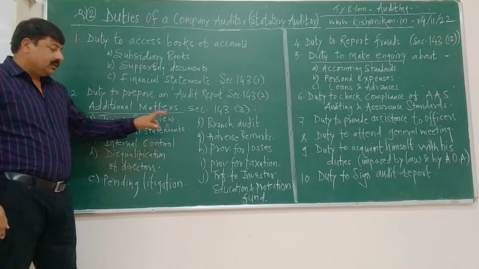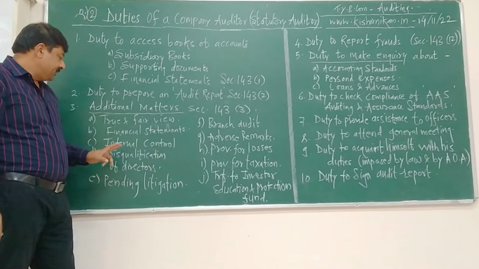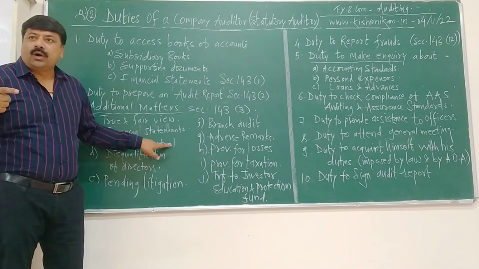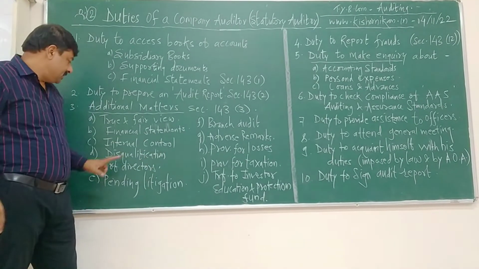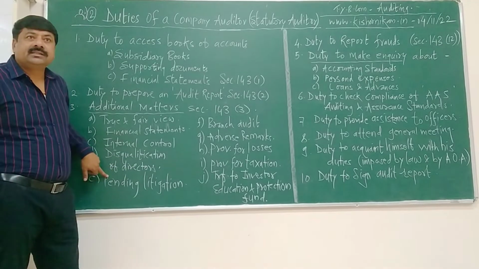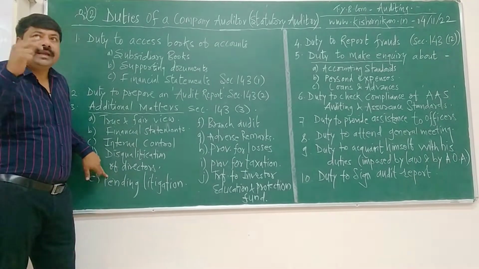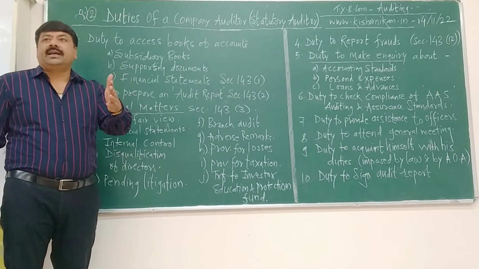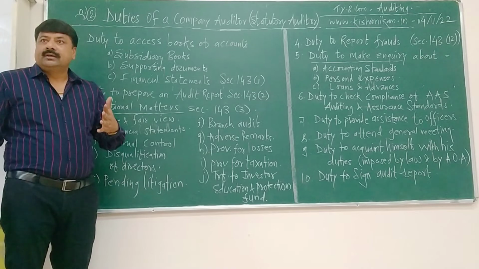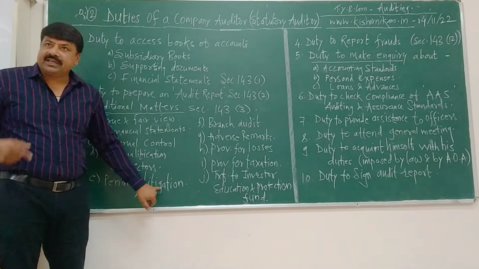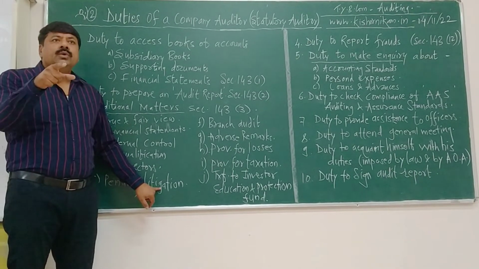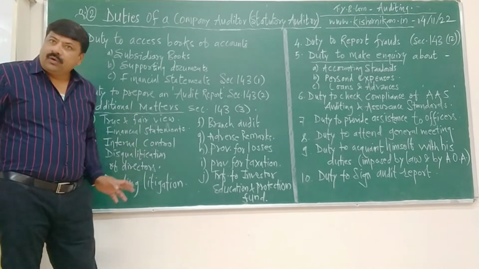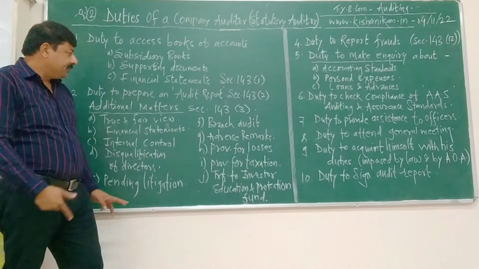So true and fair view, financial statements, internal control system adopted by top management, whether it is genuine or not, are there any weaknesses? Disqualification of directors, if term is over or any director is disqualified. I taught you the disqualification of directors when they become disqualified. Okay. Pending litigation against the company, relating to any contract which is under consideration of any court of law. Auditor has to comment about that in audit report.